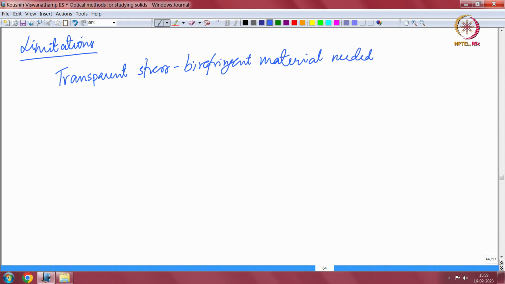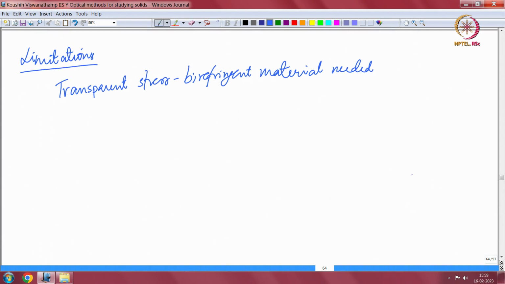And that means that you can't do this with metals, for example, or with opaque polymers that are not birefringent. So you have to worry about making an analog of the actual model being tested, and make sure that the conditions under which it is being loaded are analogous, identical and so on. So, that is one obvious limitation.